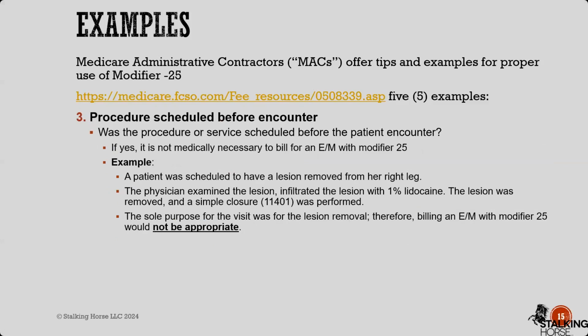So for example, the patient was scheduled to have a lesion removed from her right leg. The physician examined the lesion, infiltrated the lesion with 1% lidocaine. The lesion was removed and a simple closure was performed. So the sole purpose of the visit was for lesion removal. Therefore, billing an E&M with modifier 25 would not be appropriate.